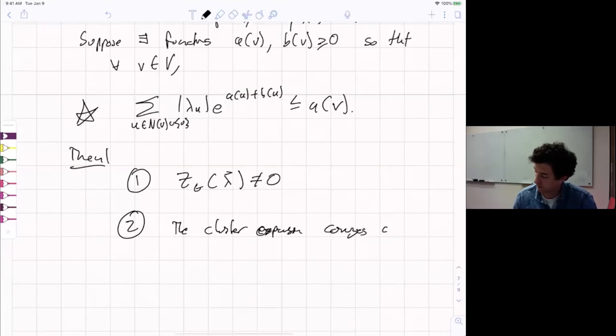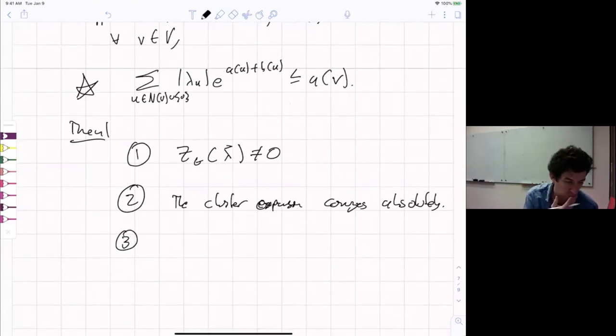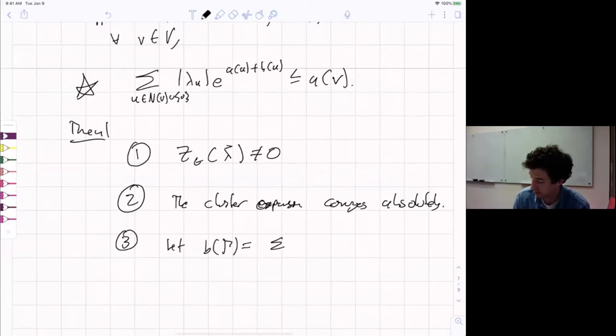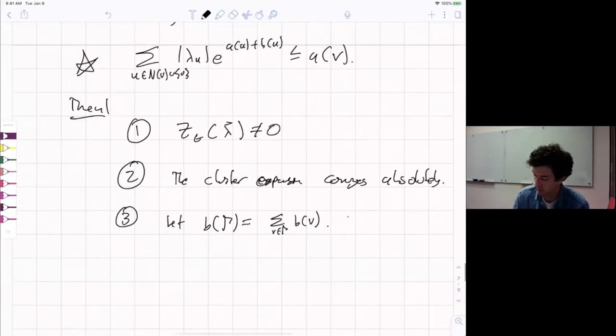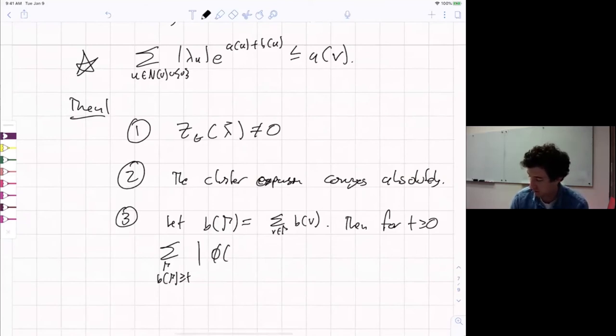Absolutely. Third is that you actually have a tail bound. Let B of gamma be the sum over V in gamma of B of V. So B is this auxiliary function in the condition. Then for T at least zero, if we sum over all clusters so that B of gamma is at least T, so now I'm summing only over a subset of clusters in my cluster expansion, and I'm taking the absolute value of the terms, there's a bound. This is at most e to the minus T sum over V of A of V.